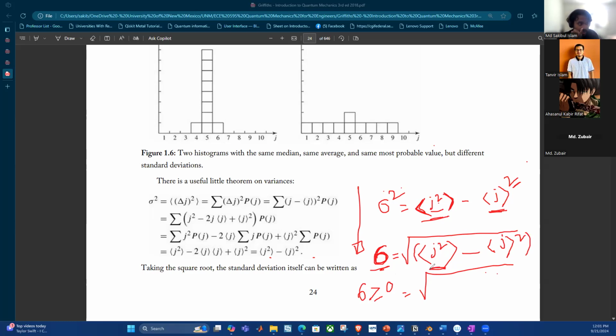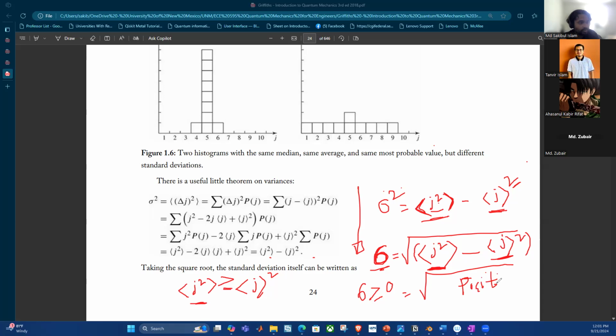That means the first term should be larger than this one, right? If this is larger than this one, which is this term? That means the average of the square of j, my variable, then the square of the average. This term should be greater than or equal to the other. Only in this case will this be positive. Otherwise, it will be negative.